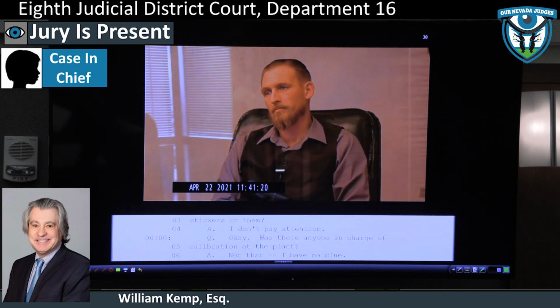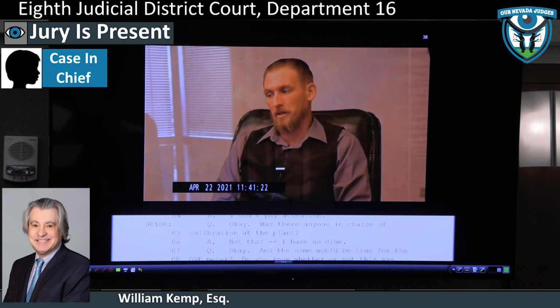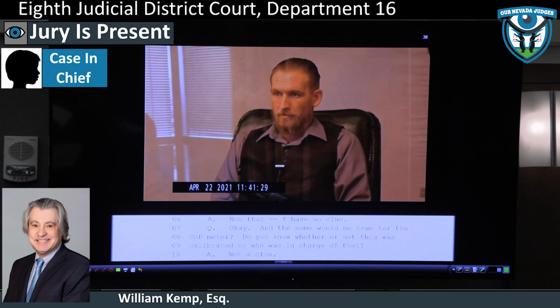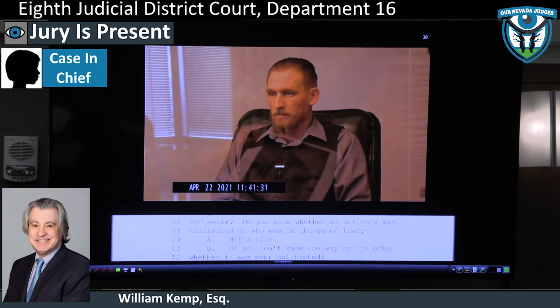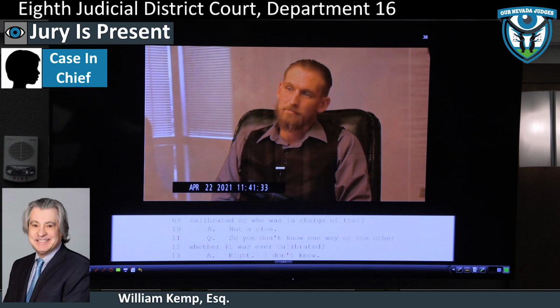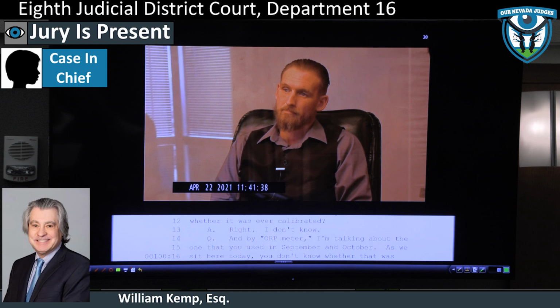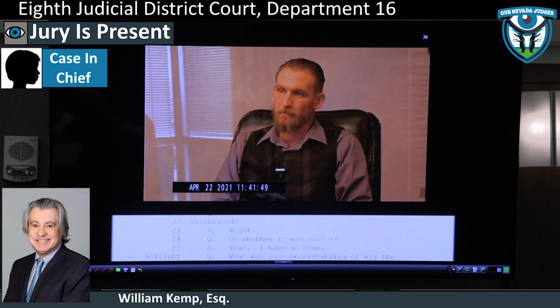Was there anyone in charge of calibration at the plant? Not that I know of. I have no clue. Okay. And the same would be true for the orb meter. Do you know whether or not this was calibrated or who was in charge of that? Not a clue. So you don't know one way or the other whether it was ever calibrated? Right, I don't know. And by orb meter, I'm talking about the one that you used in September and October. As we sit here today, you don't know whether that was calibrated. I don't know. You didn't calibrate it? No. You don't even know if it can be calibrated? Right. Or whether it's manual or self-calibrated? Yeah, I have no clue.